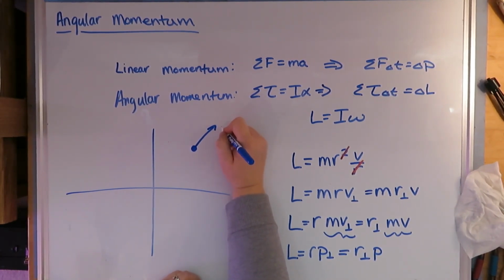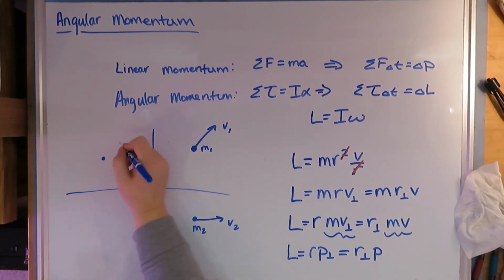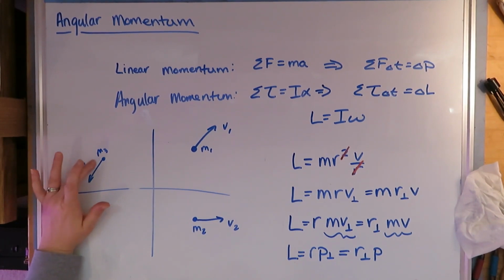So this is like M1 and V1, and then you've got over here maybe one going this way, and you've got M2 and V2, or maybe they're all equal mass particles. And then you've got one over here going, I don't know, like that. So M3, V3, and they'll say, okay, rank their angular momentums.